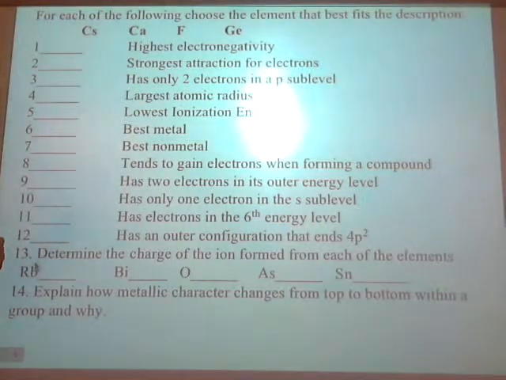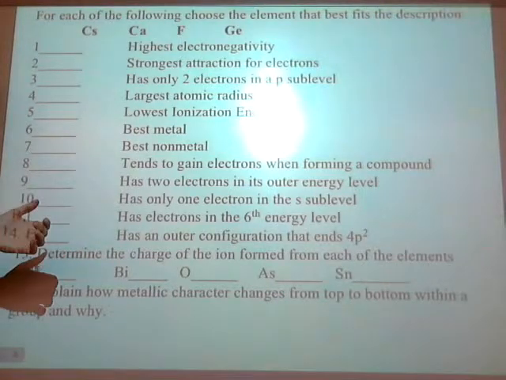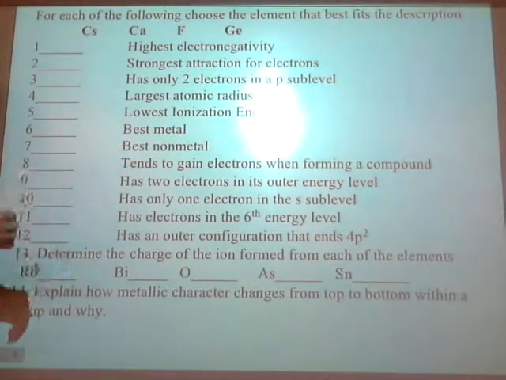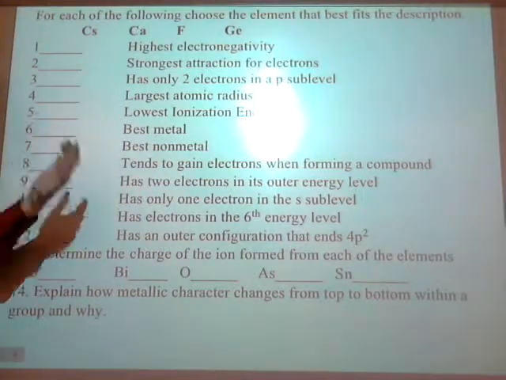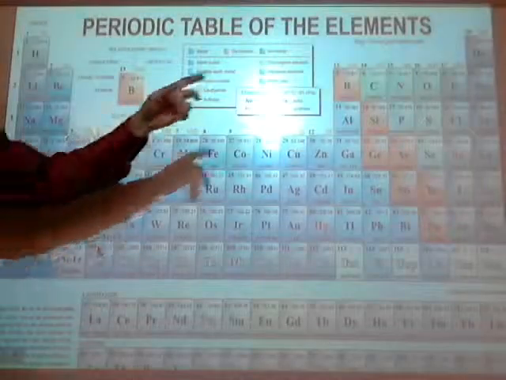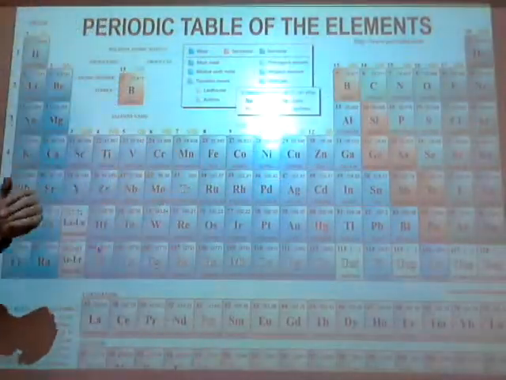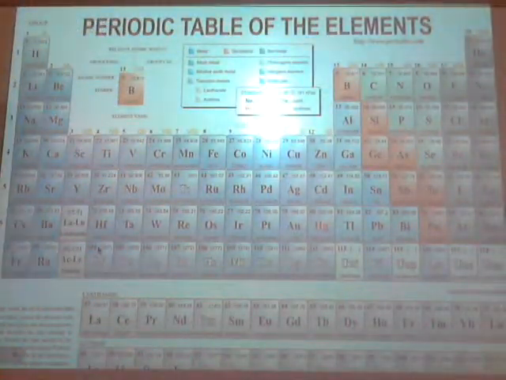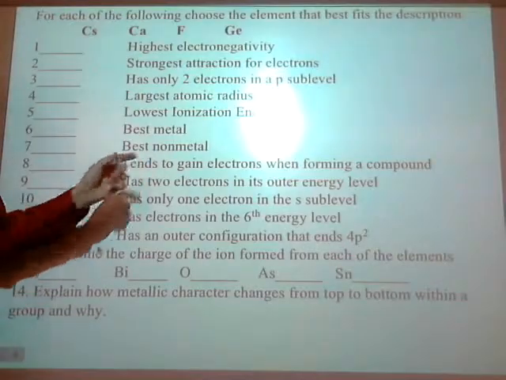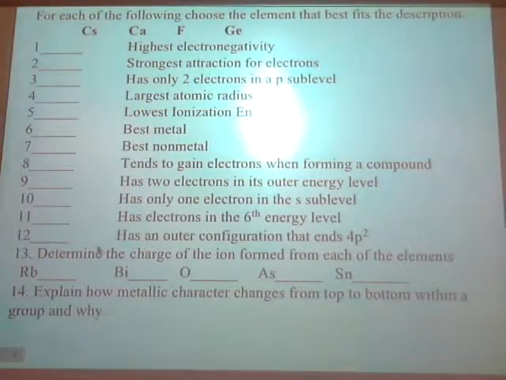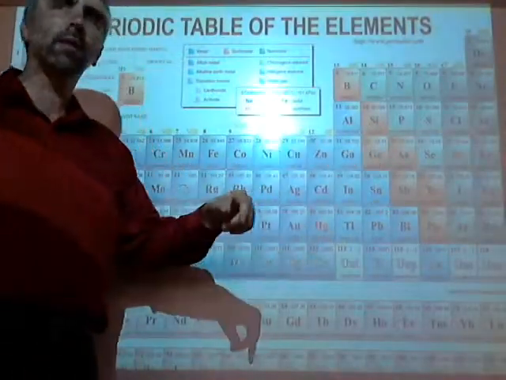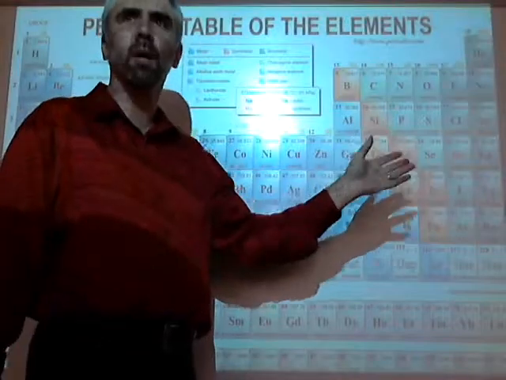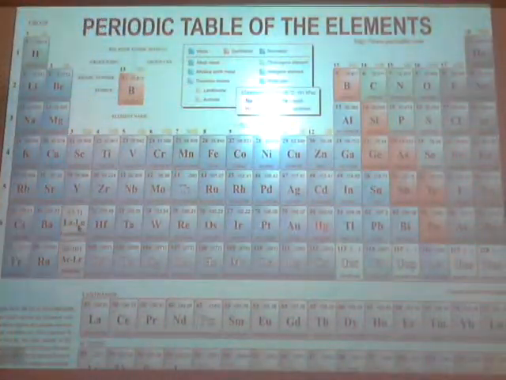Best metal. For the exact same reason, the best metal will be cesium. Exactly what you apply, everything I just said, because what does a metal do? A metal loses electrons. Best nonmetal. The exact opposite reasoning, it's going to be fluorine. He wants to gain electrons. He's the smallest atom, closest to the nucleus. Okay? Tends to gain electrons when forming a compound. Again, fluorine. You could say that germanium might want to do that too, but really he's a metalloid. You can kind of go either way. All right, so fluorine is your best bet on that one.